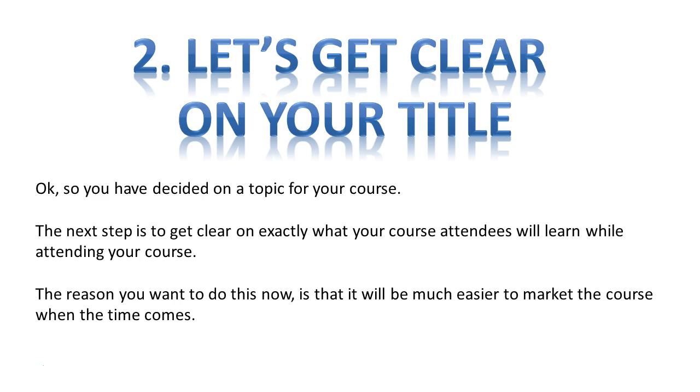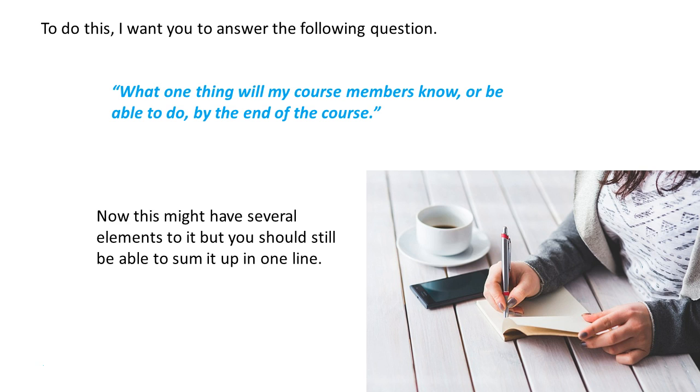So you've decided on a topic for your course. Hopefully you've narrowed down those 5 final options to the one that you're choosing. And the next step is then to get clear on exactly what your course attendees will learn while attending your course. Now, the reason you want to do this now is that it will make it much easier to market the course when the time comes. To do this, I want you to answer the following question. What one thing will my course members know or be able to do by the end of the course?